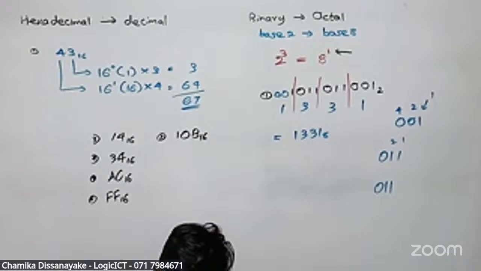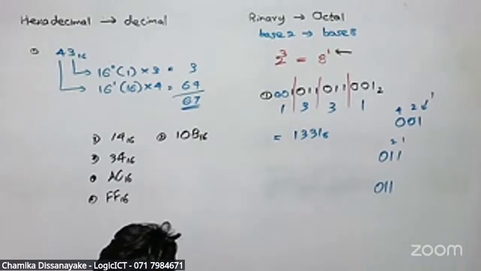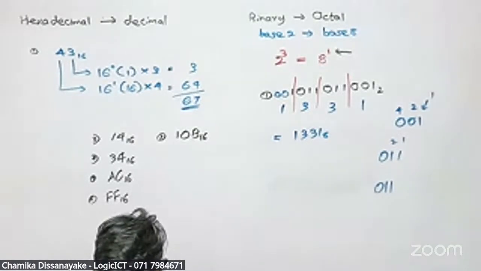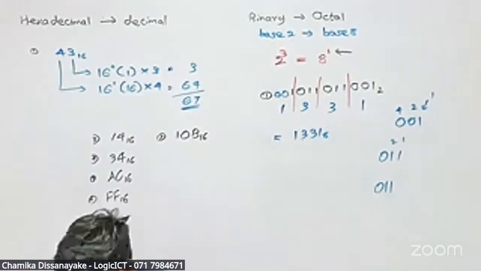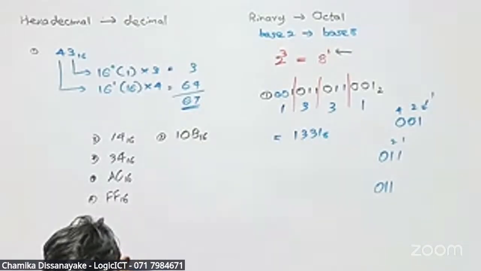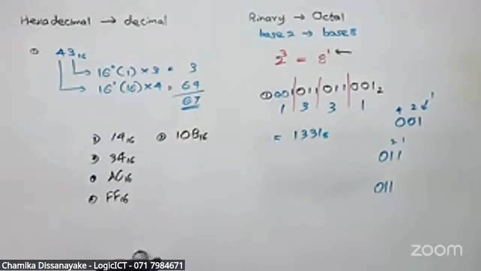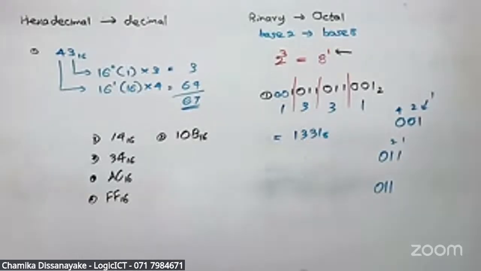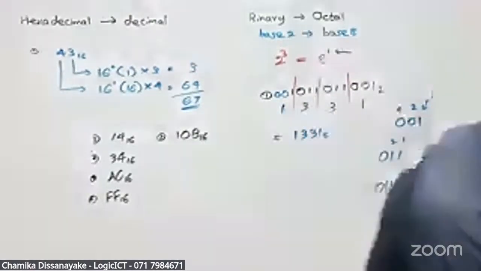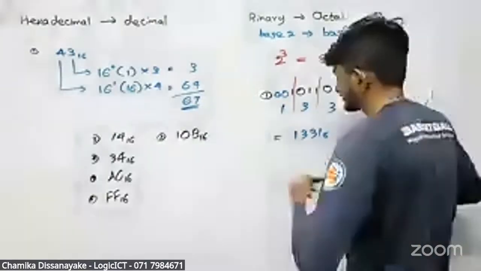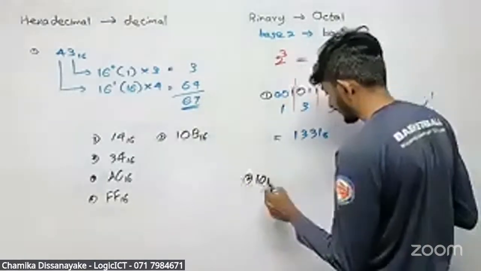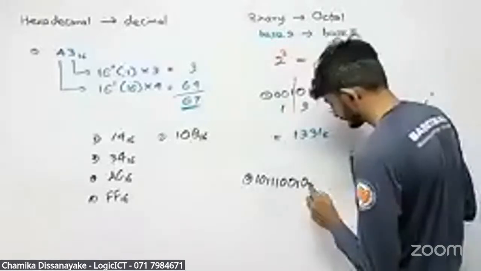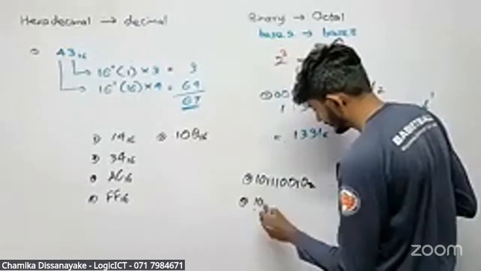Second point: if the last group doesn't have 3 bits, complete it by adding zeros.